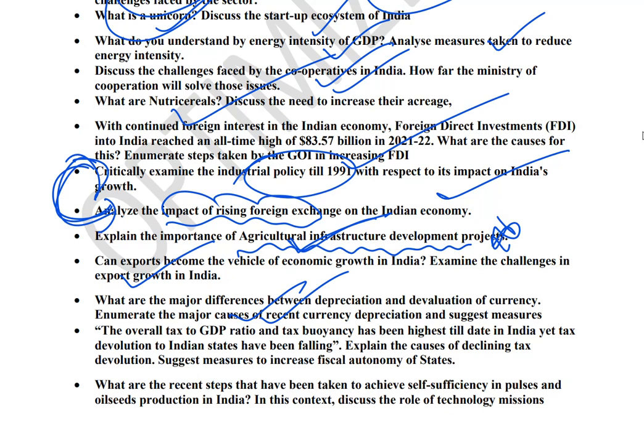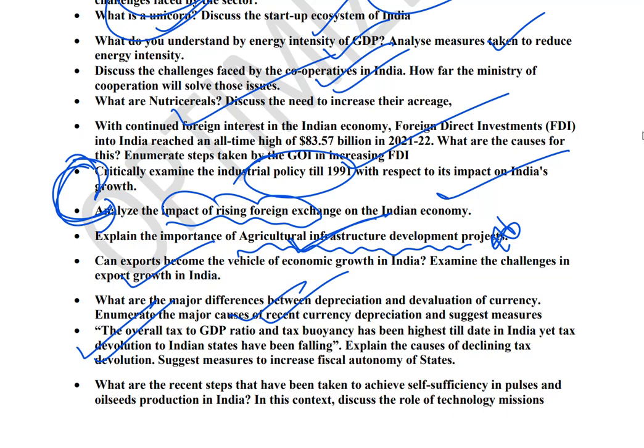Next is the tax to GDP ratio. Why is overall tax to GDP ratio in India relatively lower compared to other developed countries or OECD countries, and how can we improve the tax to GDP ratio?